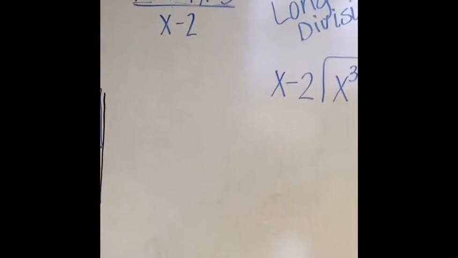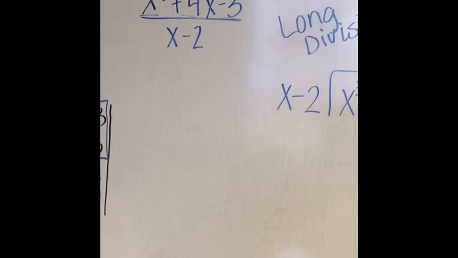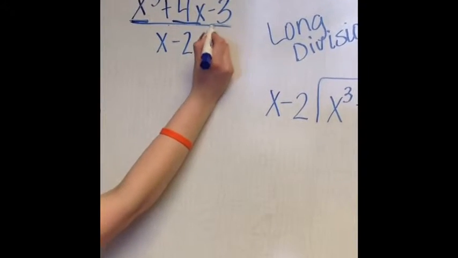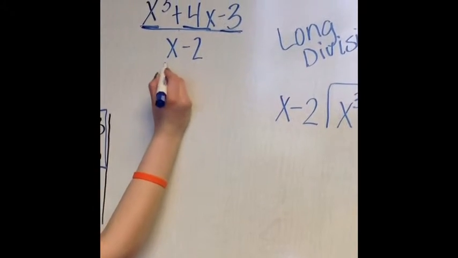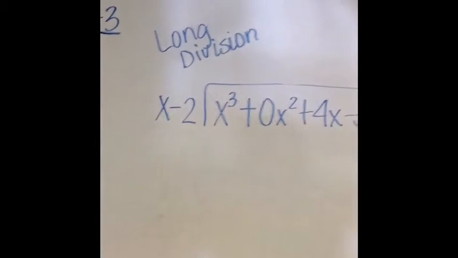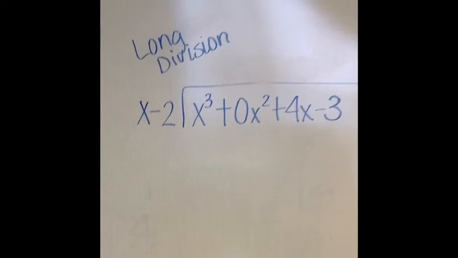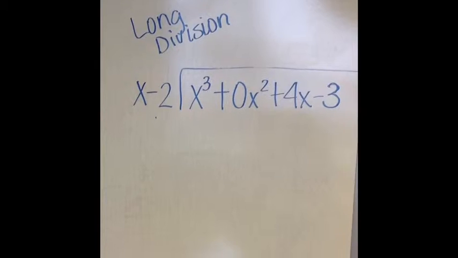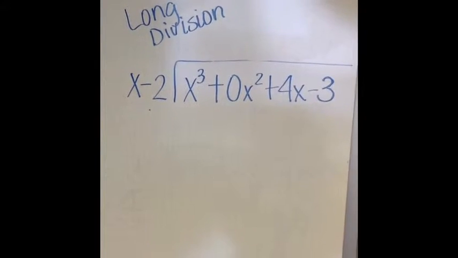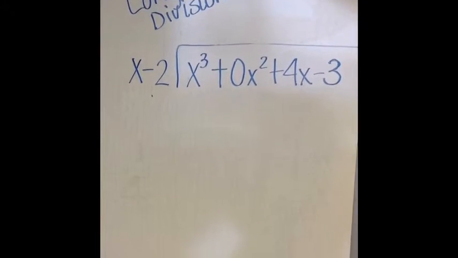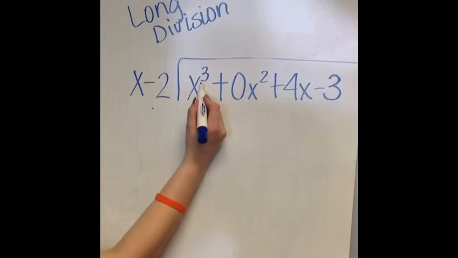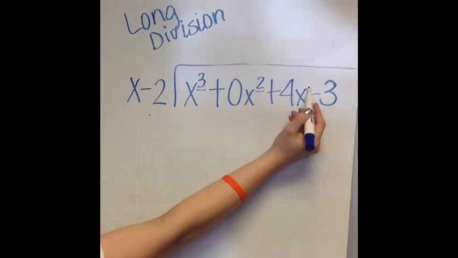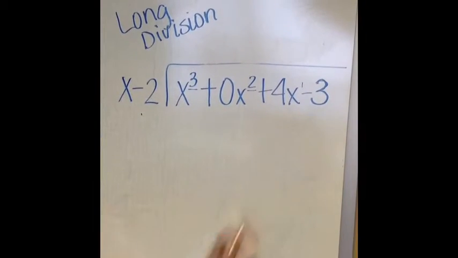All right, next we're going to do long division with the same equation, which was x cubed plus 4x minus 3 divided by x minus 2. So in long division, we put the bottom numbers on the outside, which is the x minus 2, and then on the inside we put the equation, but we have to make sure that each exponent is covered. So we have x cubed, 0x squared, the 4x, and the minus 3.